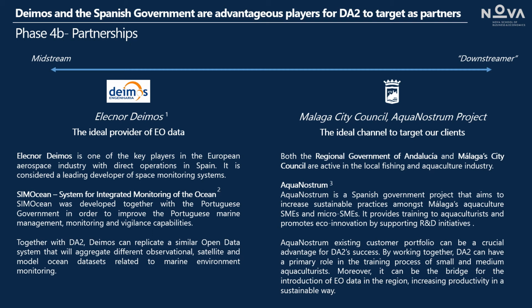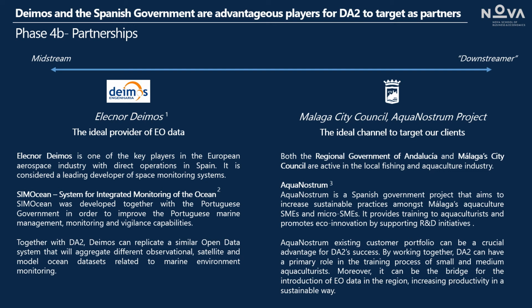The second key partner is the Malaga City Council with the Aquanostrum project. This is our ideal channel to target our clients. Both the regional government of Andalusia and the Malaga City Council are active in the local fishing and aquaculture industry. They have this project called Aquanostrum, which is a Spanish government project that aims to increase sustainable practices amongst Malaga's aquaculture small medium enterprises and micro small medium enterprises. It provides training to aquaculturists and promotes eco-innovation by supporting R&D initiatives.